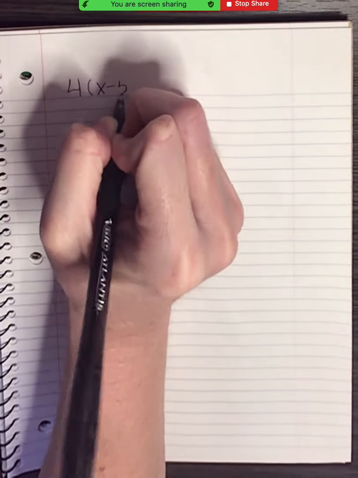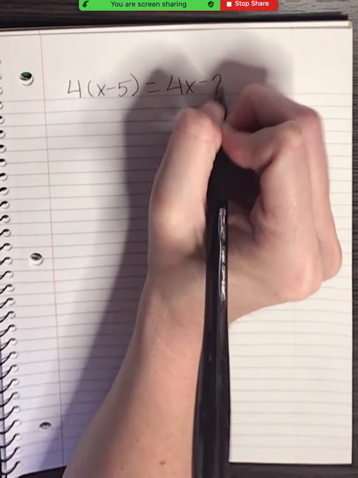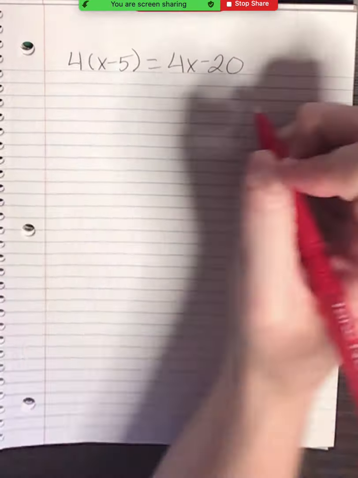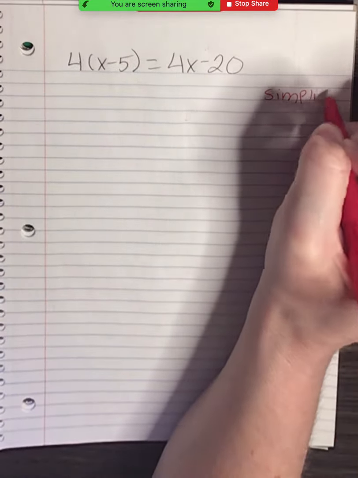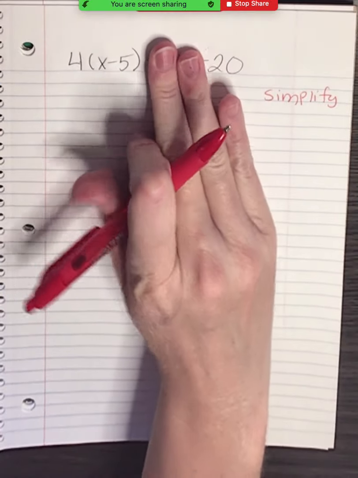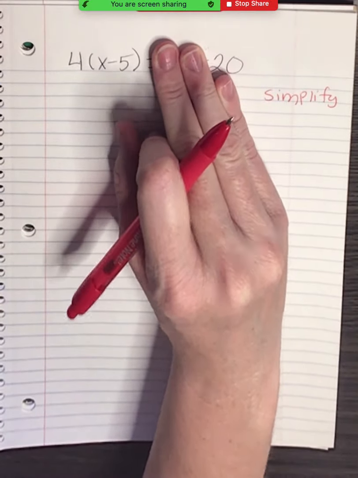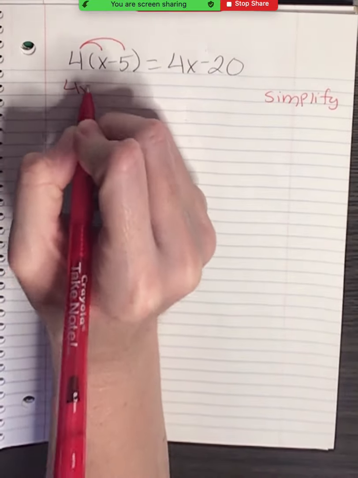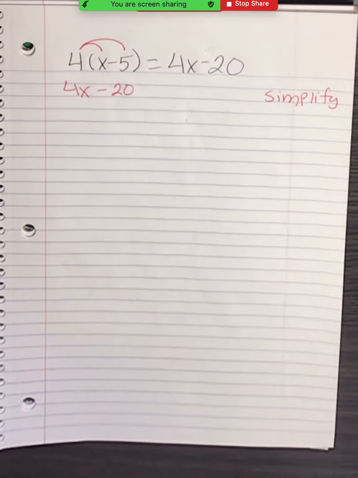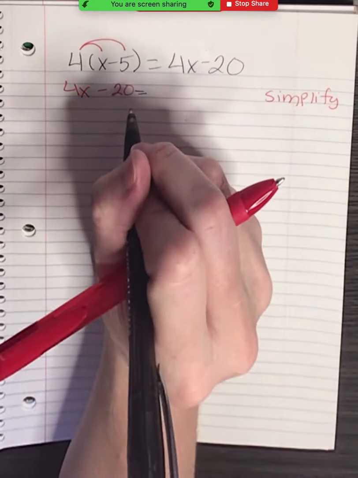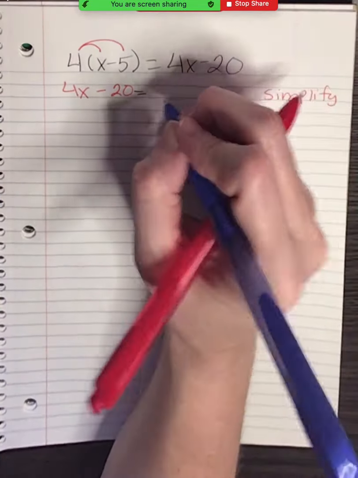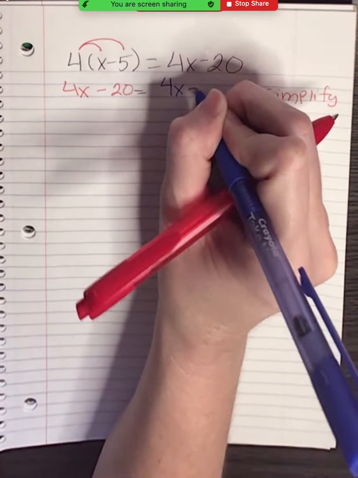So if I want to solve 4 times x minus 5 equals 4x minus 20. Okay, the first step is always to simplify both sides. So if I just had 4 times x minus 5, I would use the distributive property, distribute the 4, and get 4x minus 20. Okay, on the other side, there's not really anything you can simplify because you can't combine like terms. So you get 4x minus 20.